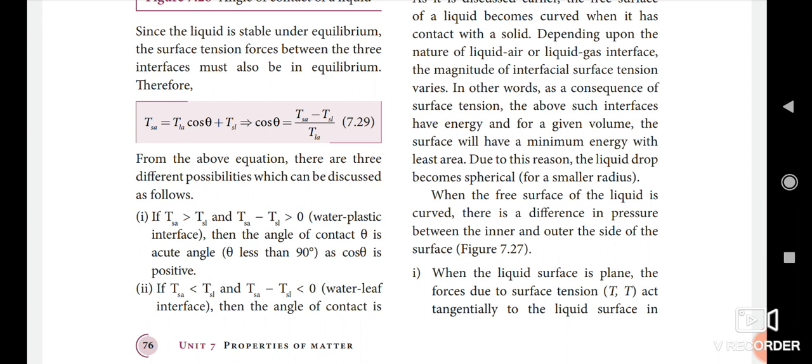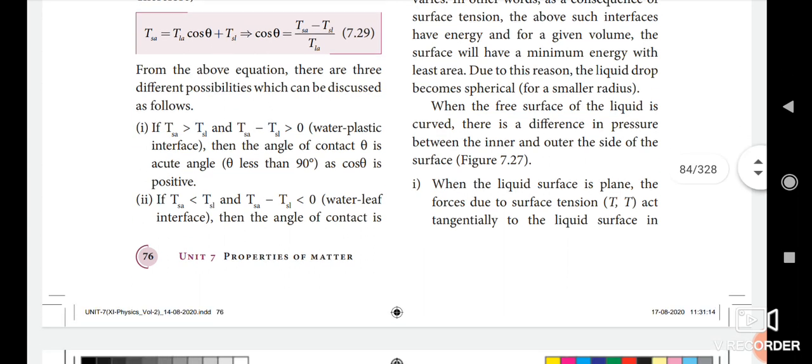From the above equation, three possibilities are there. The first possibility is if the solid-air is greater than the solid-liquid, that means TSA minus TSL will be greater than 0. Here the interface is the water and plastic interface. Here the angle of contact is an acute angle. Acute angle means the theta value will be less than 90 degrees, so the cos theta value will be positive.